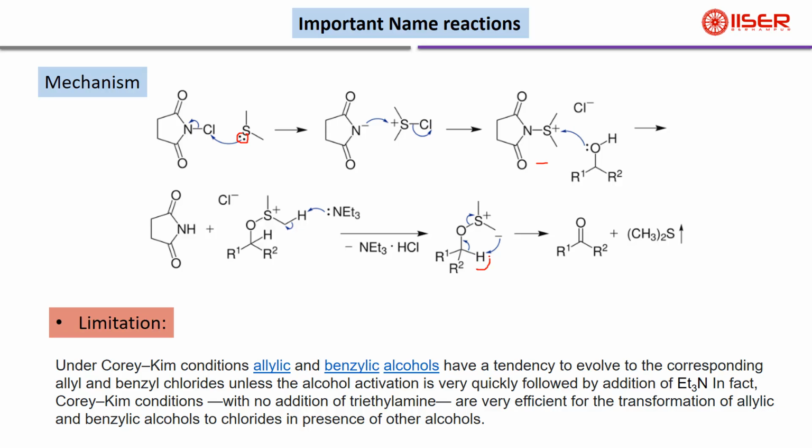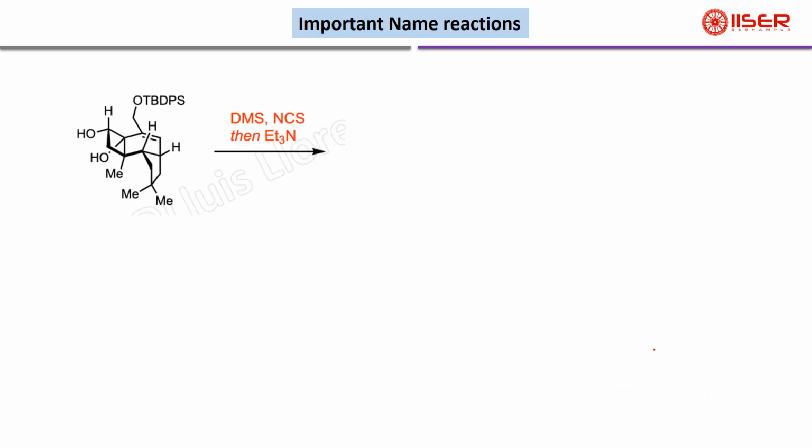a ketone. So what is the limitation? If there is no hydrogen available on the carbon center which is connected to the alcoholic carbon center, then no oxidation is possible. So we always need at least one hydrogen for elimination to give this ketone or aldehyde.